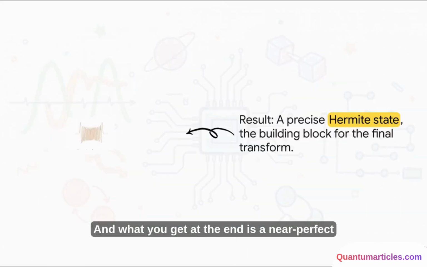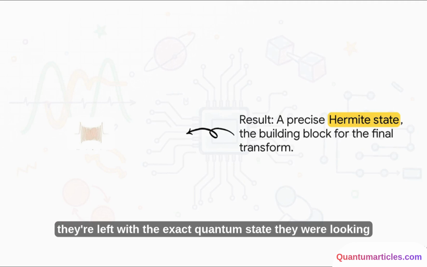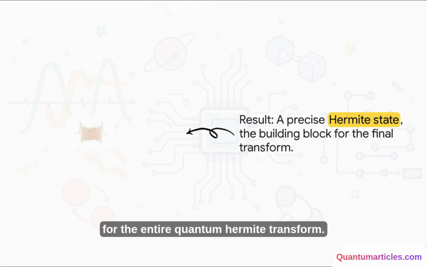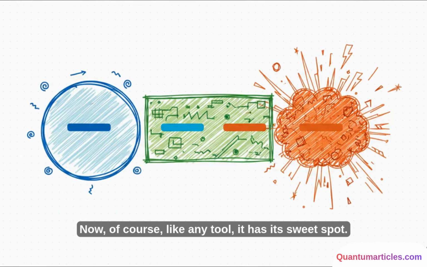And what you get at the end is a near-perfect Hermite state. After that whole filtering process, they're left with the exact quantum state they were looking for. This right here is the fundamental building block for the entire Quantum Hermite Transform. Now, of course, like any tool, it has its sweet spot.